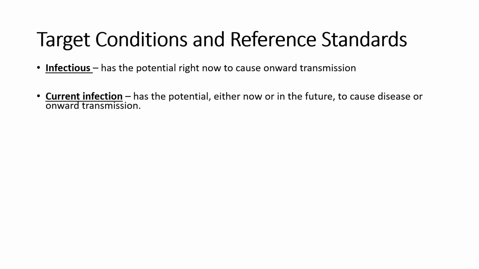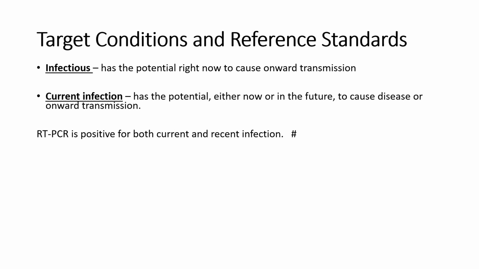Anyway, what has happened here? We've switched target condition. We're interested in infectious, or they are interested in infectious, which is having the potential right now to cause onward transmission. That's what infectious means. It's interesting because there's actually a broader target condition of current infection, which the MHRA are beginning to focus on describing, which is actually saying this has the potential either now or in the future to cause disease or onward transmission. They're slightly different. Current infections obviously can be broader than infectious and possibly more useful.